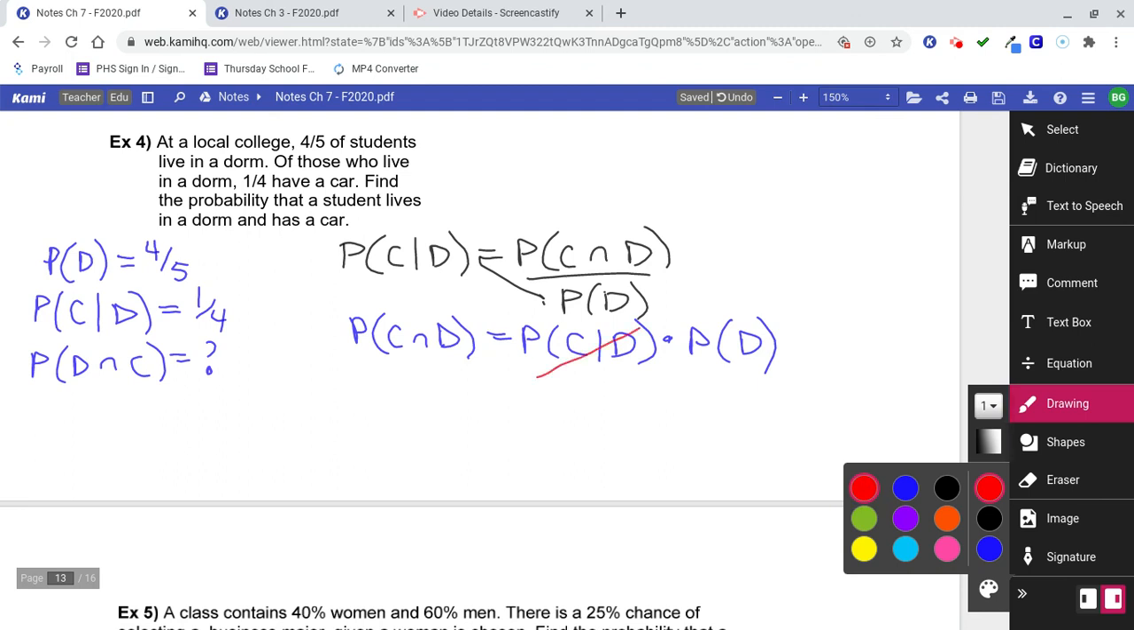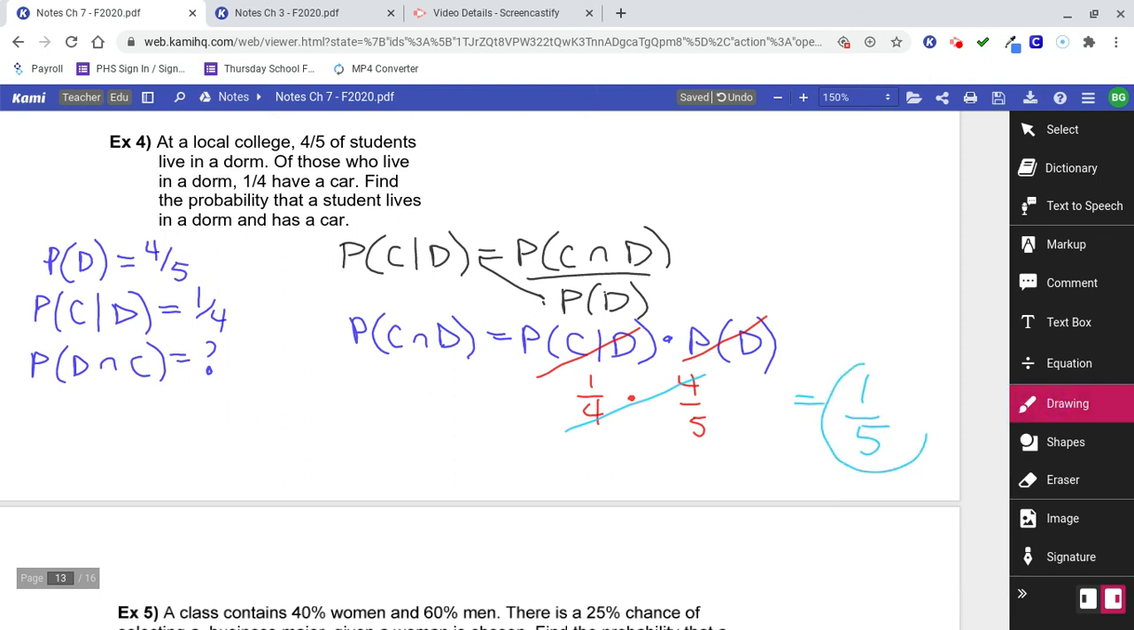We can plug in the numbers. The probability of C given D is 1/4. The probability of living in a dorm is 4/5. You can reduce those fractions. And we get 1/5.